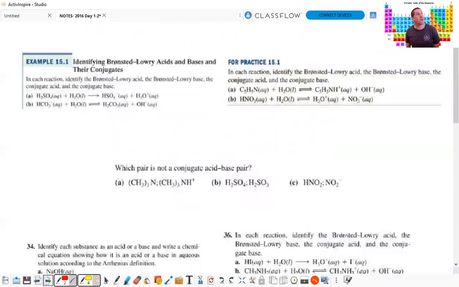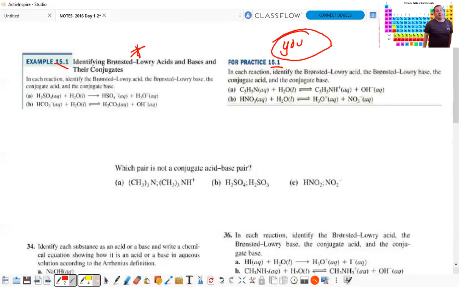So we're going to talk about the relative strength of them coming up too, but some more practice. These are right from your book, example 15.1, and then practice 15.1. I will do the answer to this one. You can do this one, and then you can go look it up at the end of the chapter. These are at the end of the chapters.